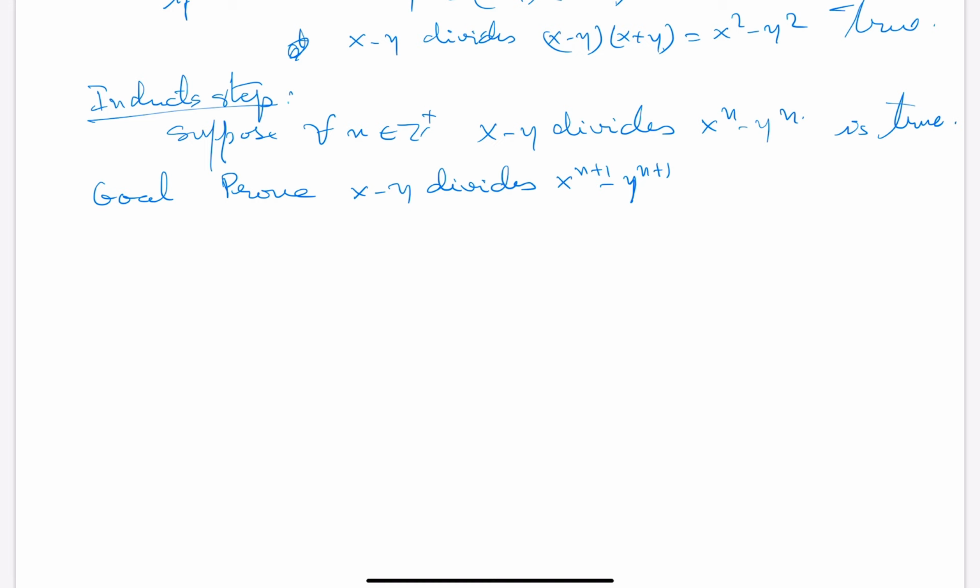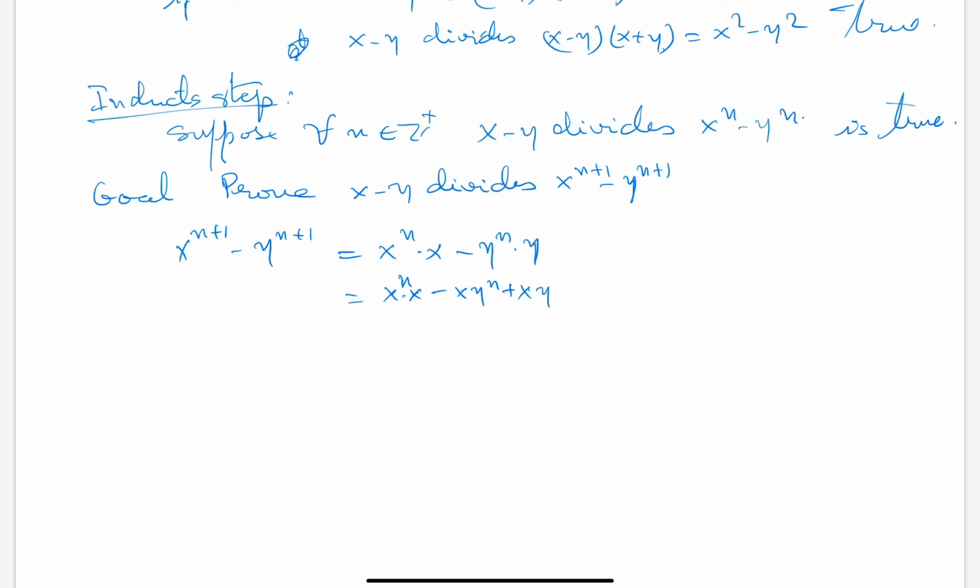So what we know here is x to the n plus 1 minus y to the n plus 1 is x to the n times x minus y to the n times y. Okay. We can add and subtract here. We can add and subtract x y to the n, positive and negative, it doesn't matter. Positive 1, negative 1 is just 0. It won't affect the expression.